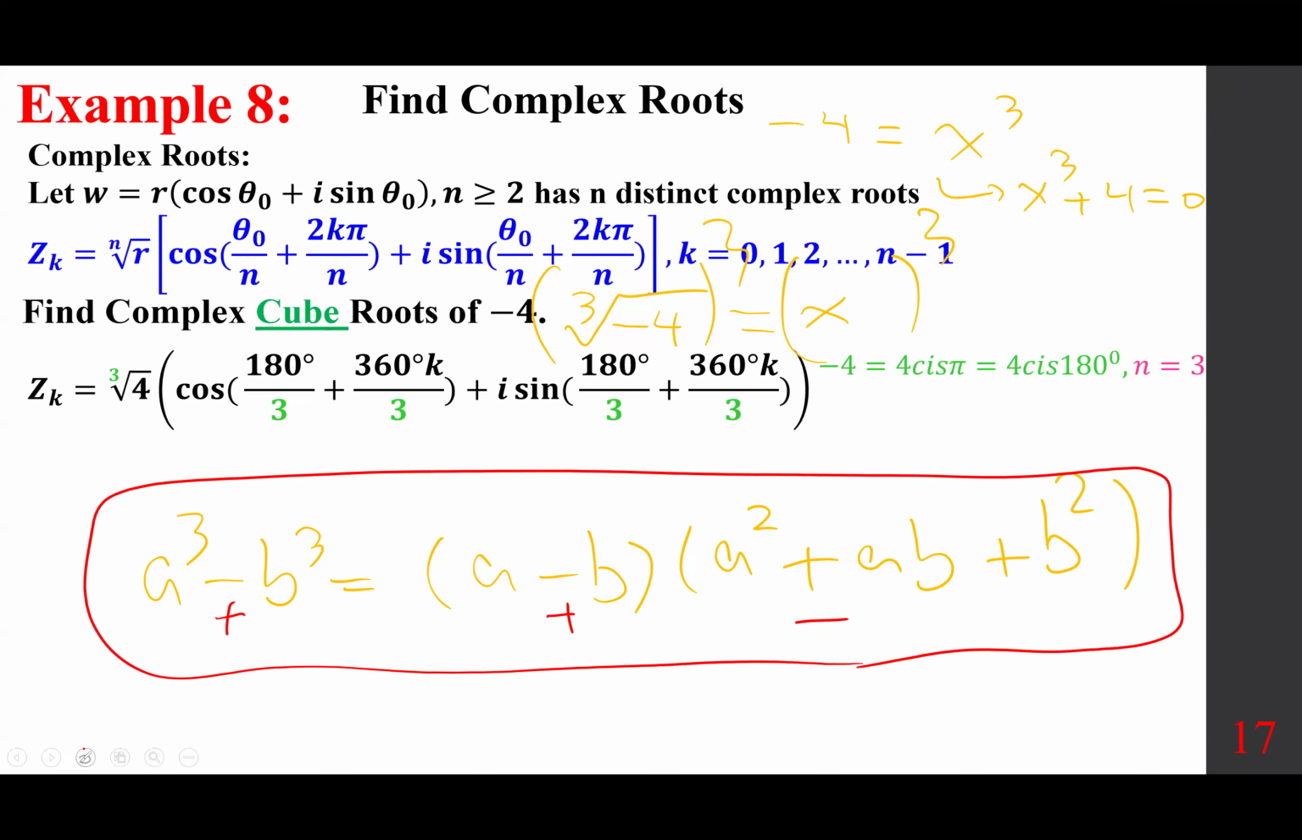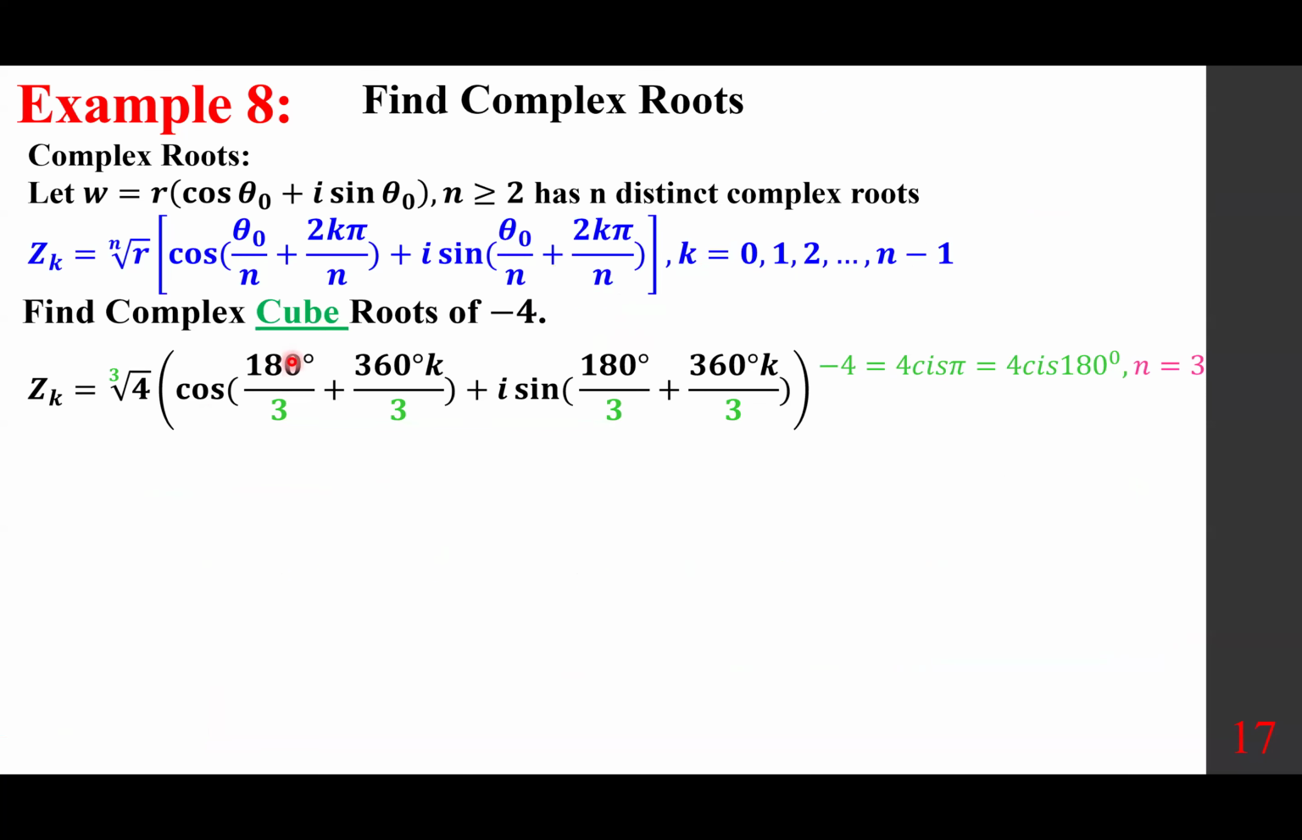All right, so here's what we are going to do. We are going to divide this one by 3, we get 60. We're going to divide this one by 3, we get 120 degrees. Don't forget the k. Now, choices for k: 0, 1, 2, all the way to n minus 1. Because n is 3, you can go all the way to 2 and you stop.